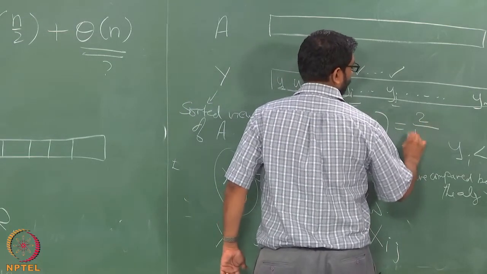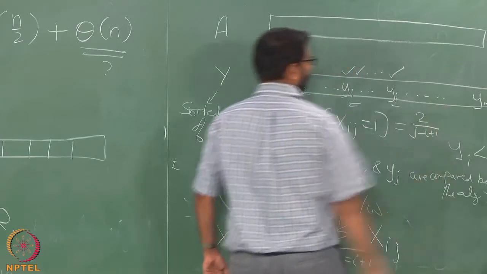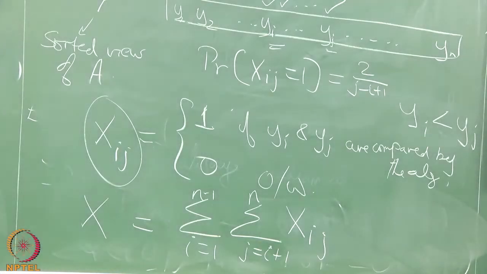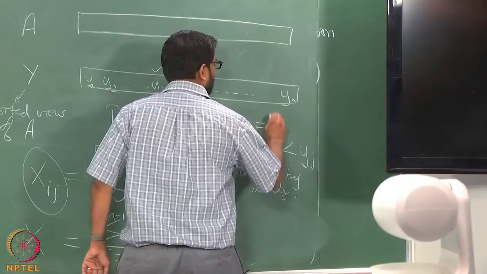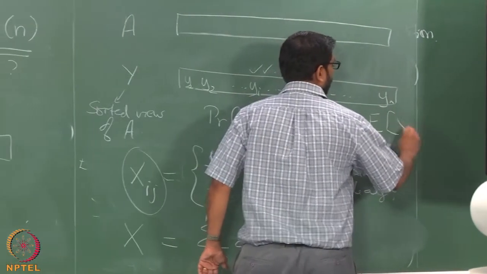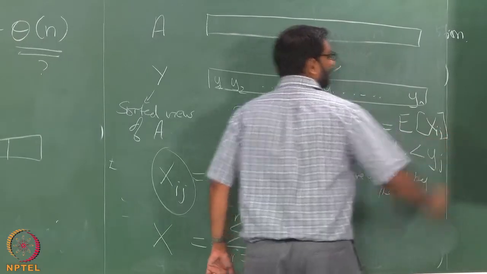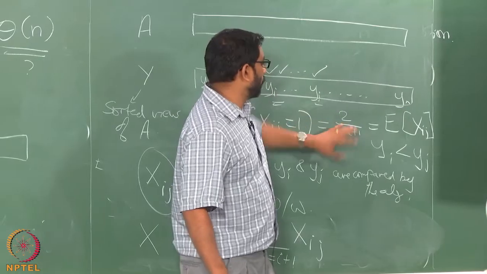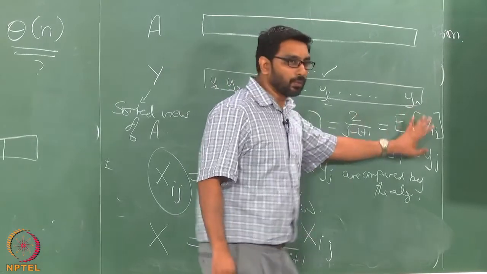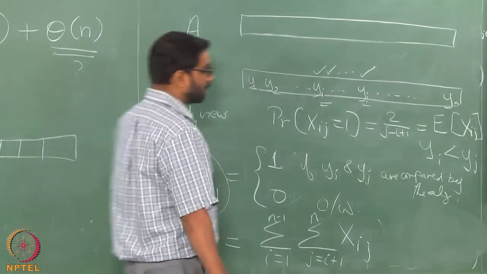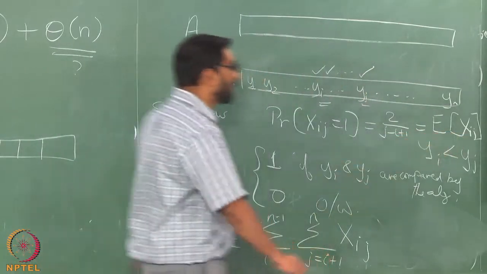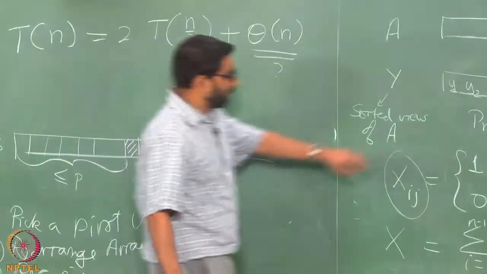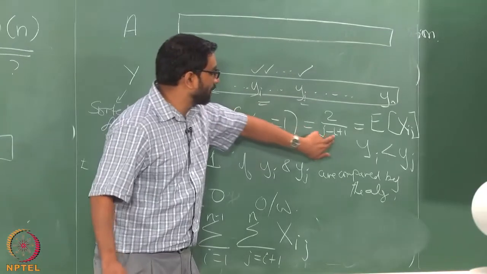Okay, and if you think about this, this is also the expected value of xij, because xij can be 1 with this probability and with probability 0 with the remaining probability. So the expected value of this random variable xij will be nothing but 2 over j minus i plus 1.